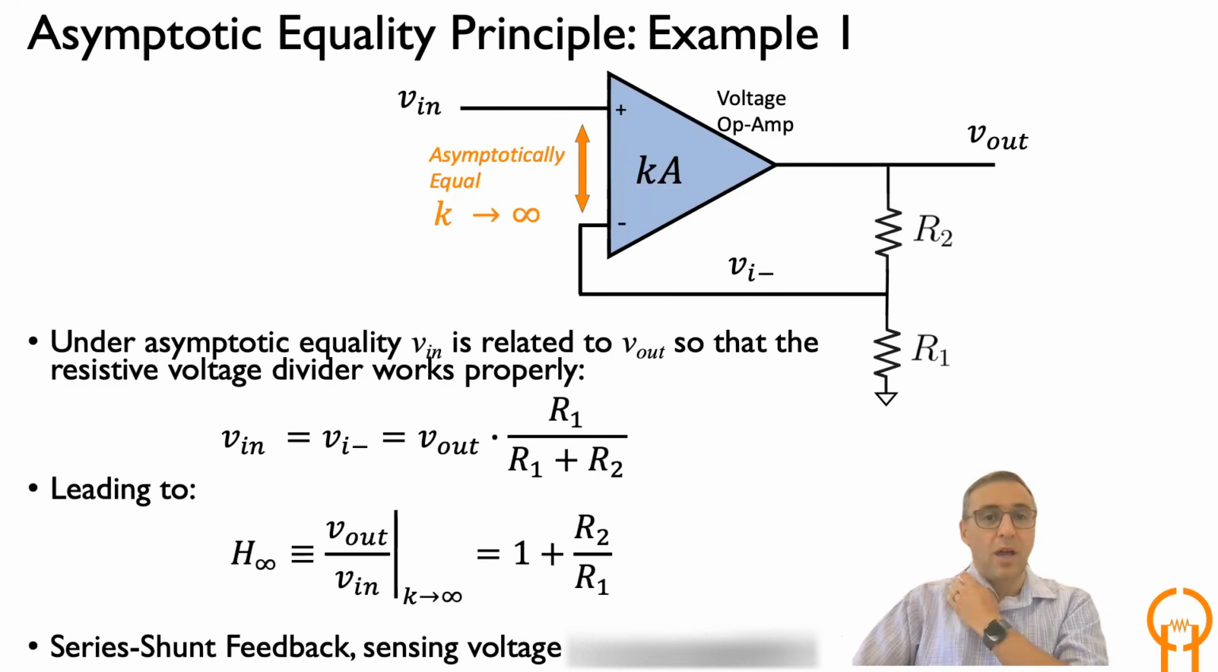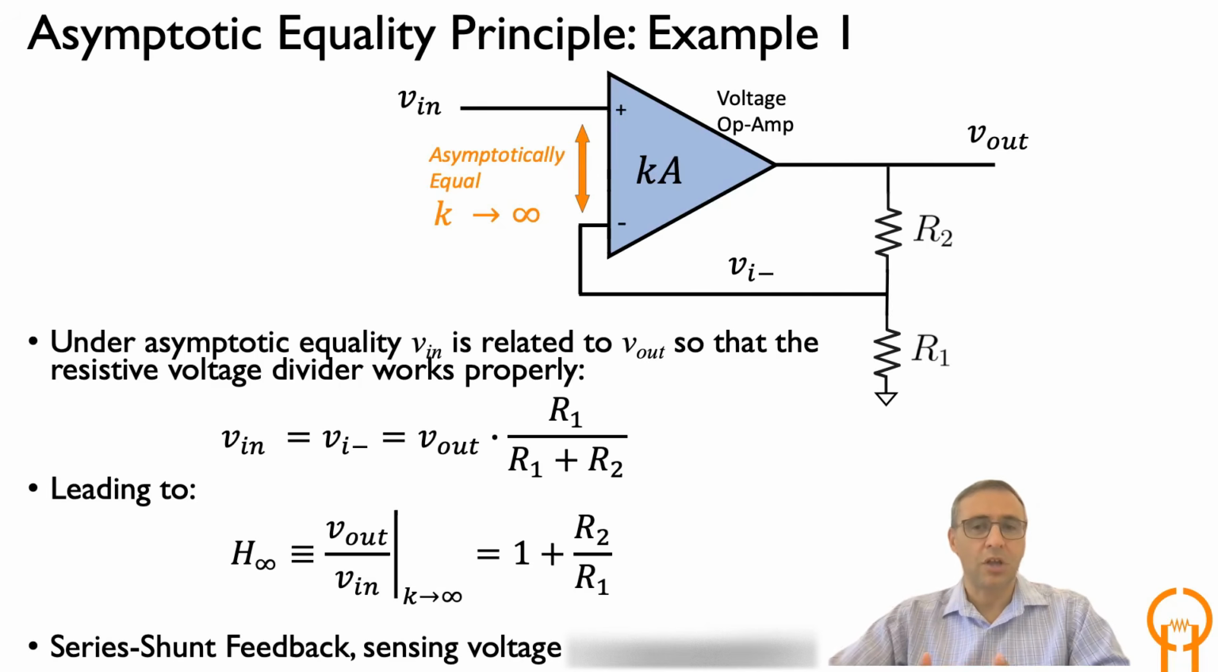So now let's apply the asymptotic equality principle. So let's say K goes to infinity. If K goes to infinity, what it means is that for H infinity, these two terminals, the plus and minus input terminals, are going to have the same voltage, which basically means that Vi minus will have to be equal to Vin. And that makes the calculation very simple, because if Vi minus is equal to Vin, there's a simple relationship between Vin and Vo, which is shown here. So Vin can be written as a resistive voltage division of V out, basically V out times R1 over R1 plus R2.